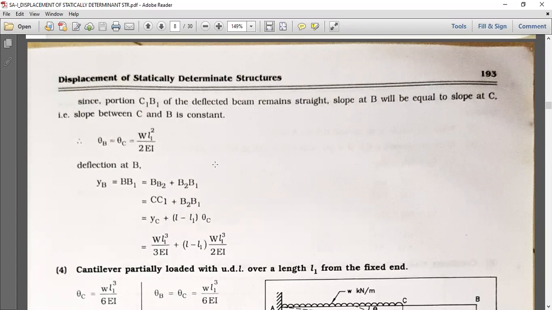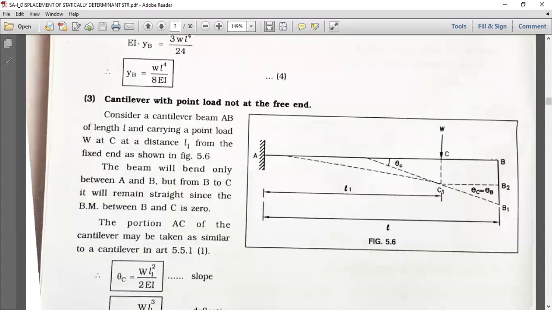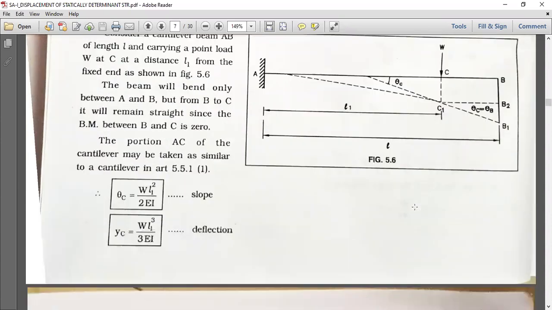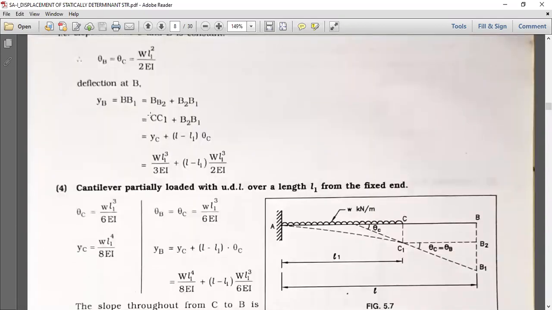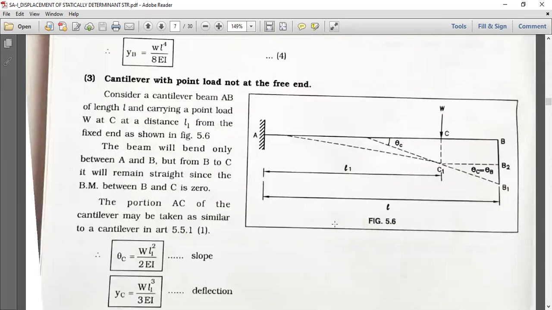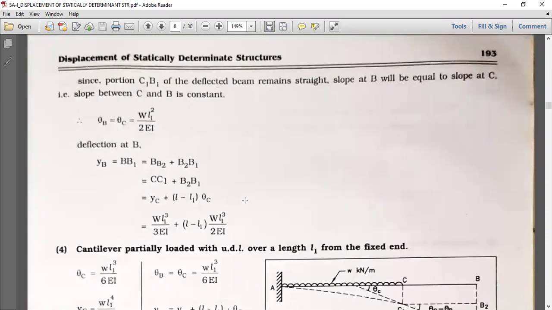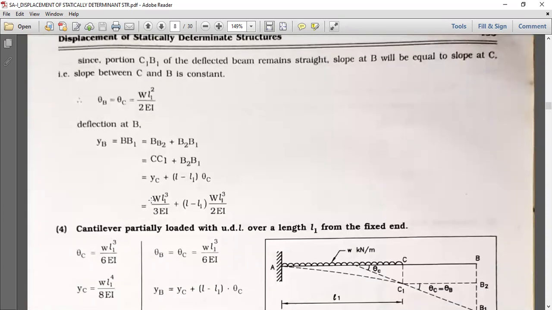So deflection at B, YB, is equal to BB1 is equal to BB2, which is equal to CC1 plus B2B1, where CC1 is equal to YC. So YB is equal to YC plus (L minus L1) into theta, which is WL1 cube divided by 3EI plus (L minus L1) in bracket WL1 square divided by 2EI.